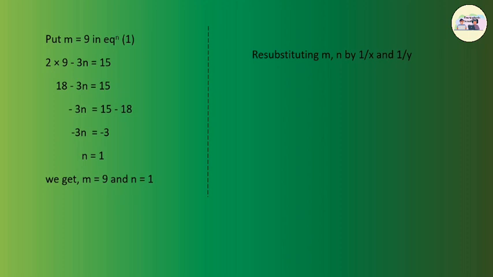Now resubstituting m and n with 1 upon x and 1 upon y, we get 1 upon x is equal to 9 and 1 upon y is equal to 1. x is equal to 1 upon 9, y is equal to 1. Therefore, the solution x and y is equal to 1 upon 9 and 1 respectively.